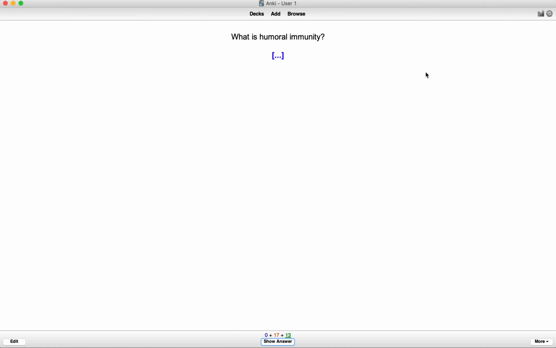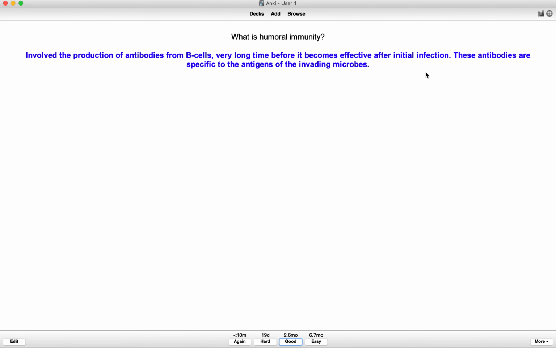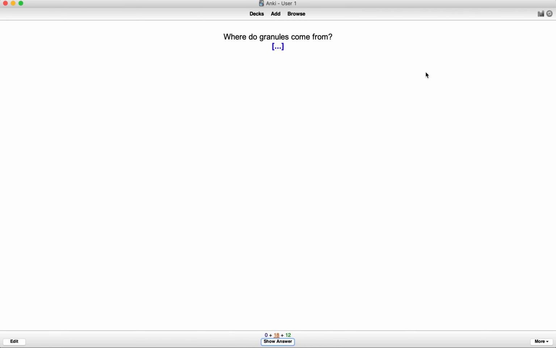Humoral immunity is antibodies acting in the blood rather than tissue. Production of antibodies from B cells, specific to the antigens of the invading microbe. Granules come from hematopoietic stem cells for some reason.